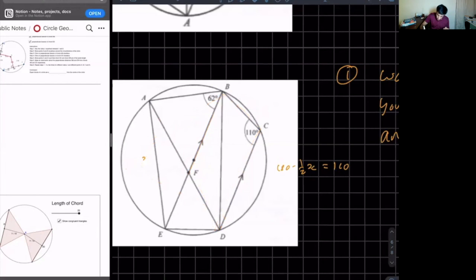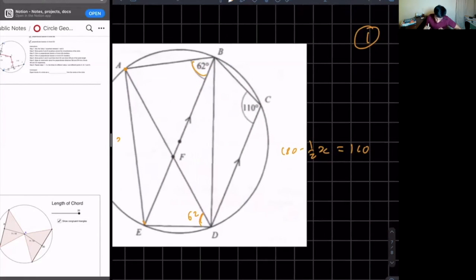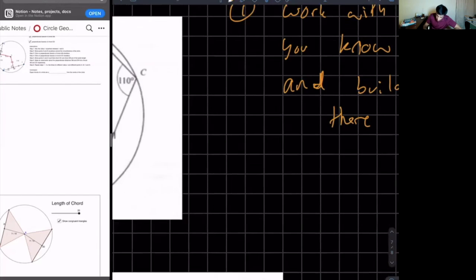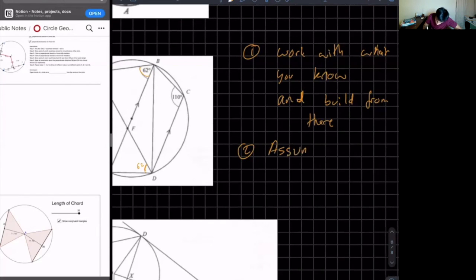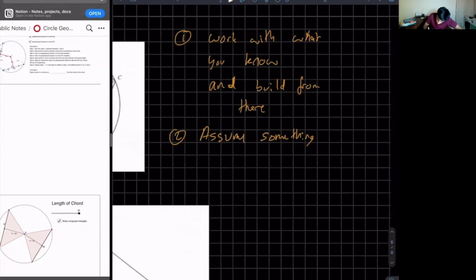Or if we start somewhere else, we know this is 62 between these 2 points. Therefore, this is also 62, right? How do we build from here? So then sometimes you get stuck. So if you get stuck, the second piece, which is how to go ahead from here, is to assume something as x, and then build from there.